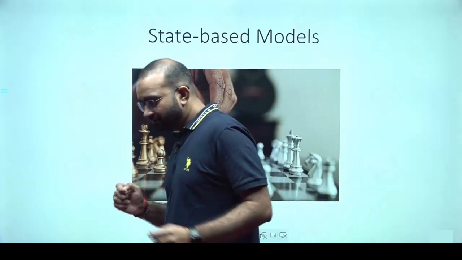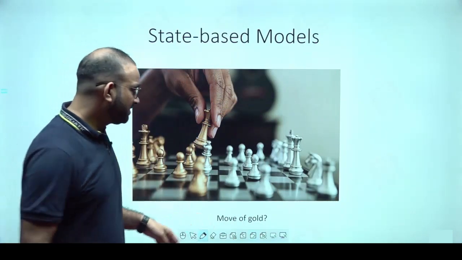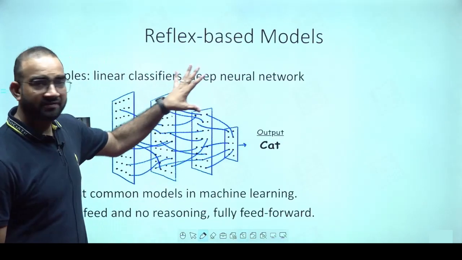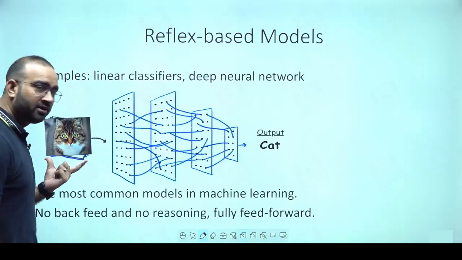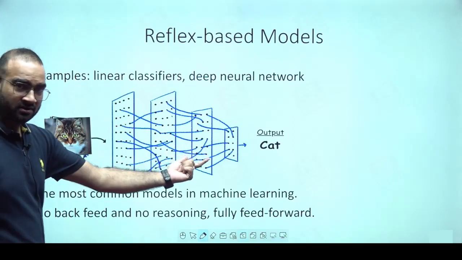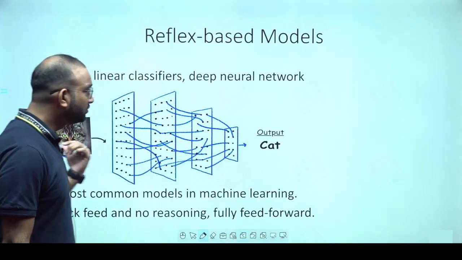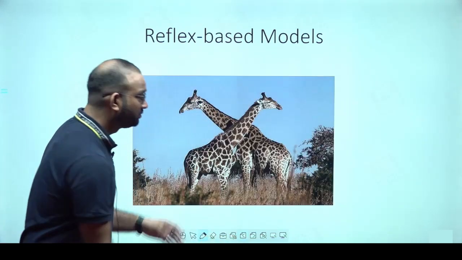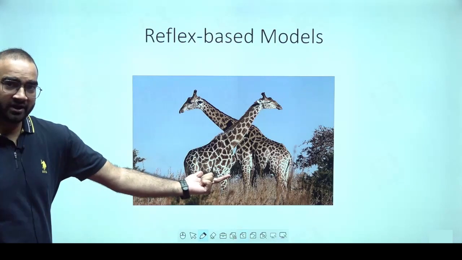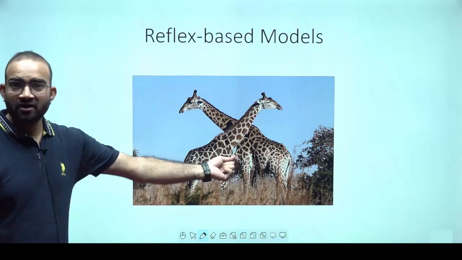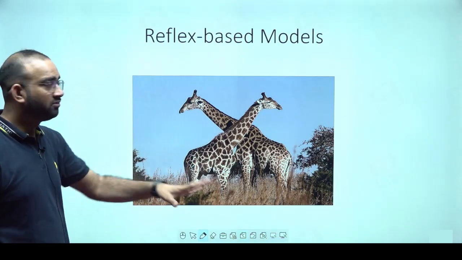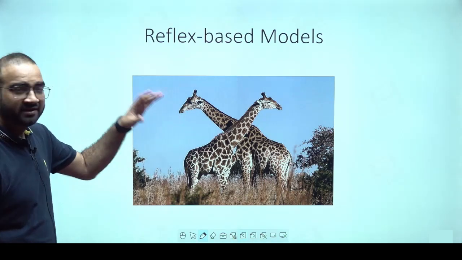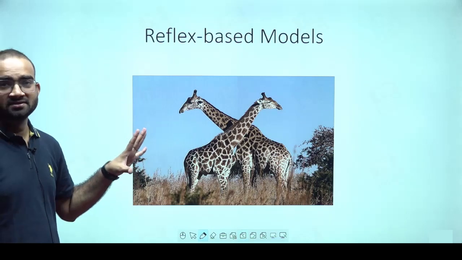Suppose in the previous example, you saw that in the reflex-based model, we have to comment on whether this is a cat or not. I showed you through the linear classifier and asked you one question to comment on that. There is no requirement of any reasoning, and you directly learn what it is. So that requires a very low level of intelligence.